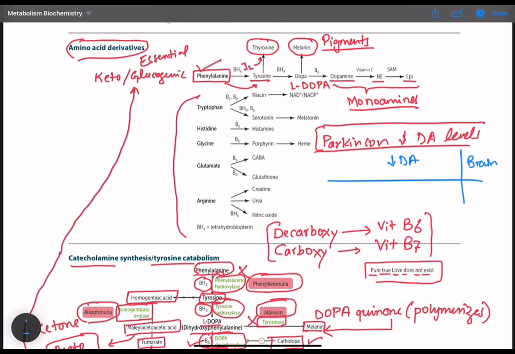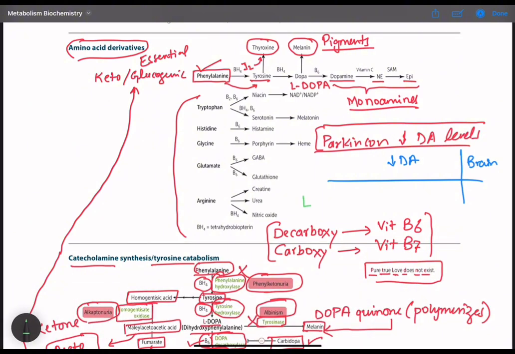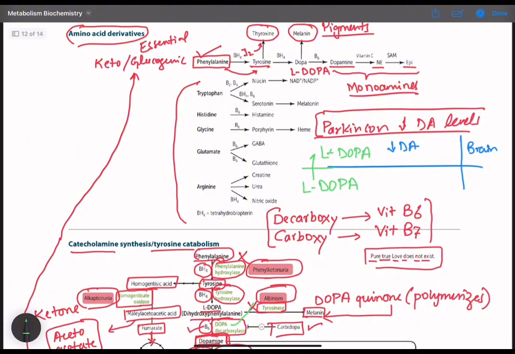But dopamine cannot enter the brain, or it cannot cross the blood-brain barrier, while L-dopa can. So we give the patients L-dopa. This L-dopa crosses the blood-brain barrier. Over there, it is acted on by dopa decarboxylase to convert into dopamine.